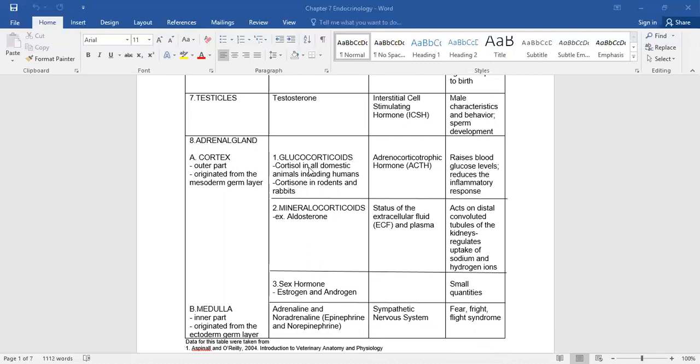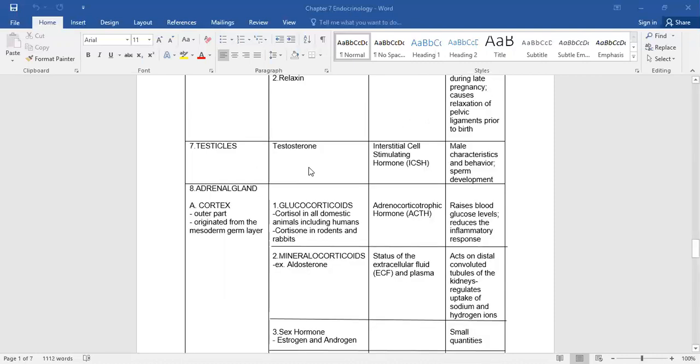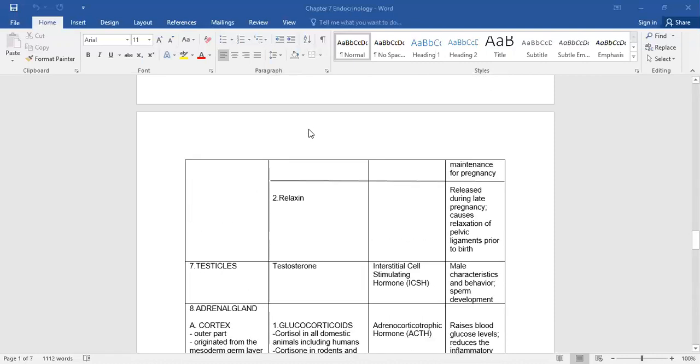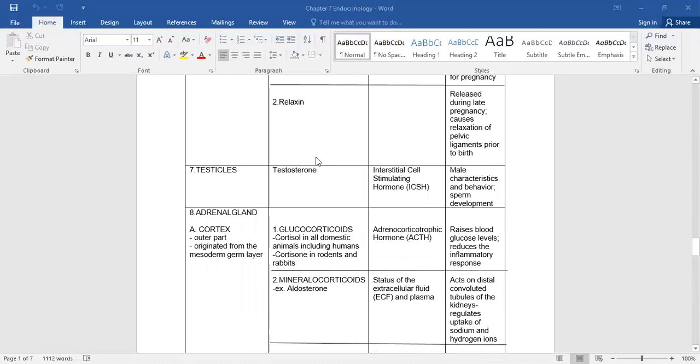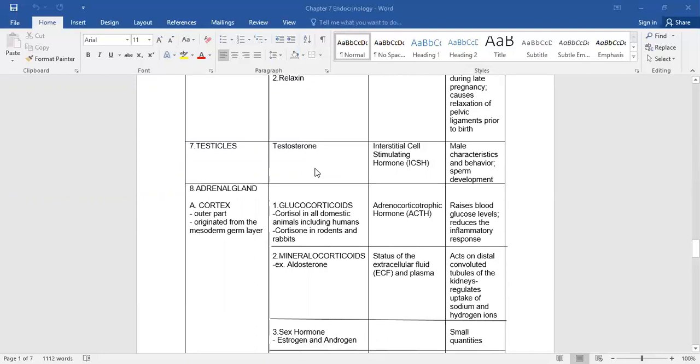This is the one that produces the steroids. Actually, testosterone, progesterone, and estrogen are also classified as steroids. Later on in your reproductive physiology, this will be discussed even further. So cortisol is in all domestic animals, including humans; cortisone is produced in rodents and rabbits. Its stimulus is the adrenocorticotropic hormone, and it's the one responsible for raising blood glucose levels when we are in stress and reducing the inflammatory response.